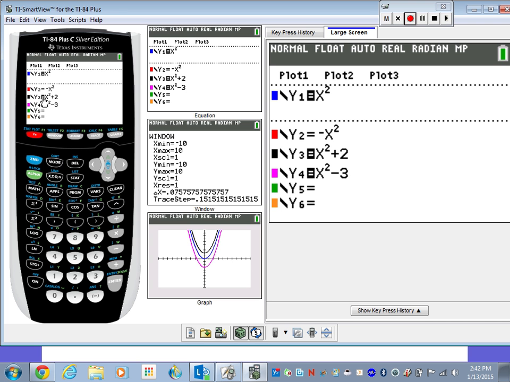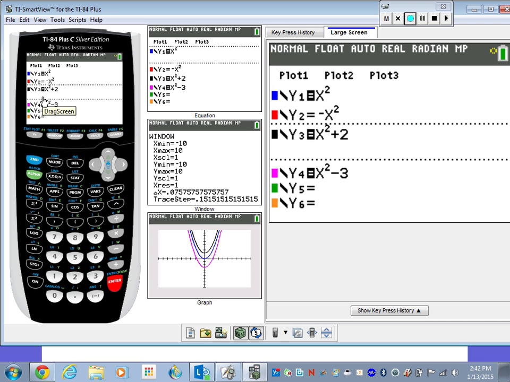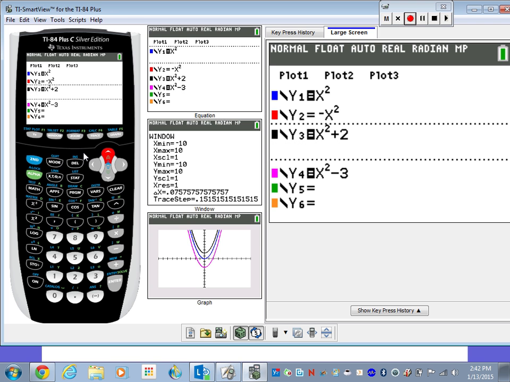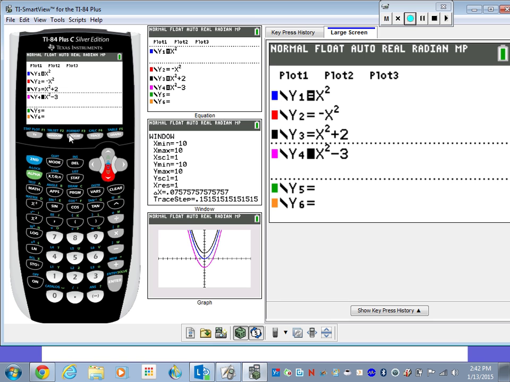Okay, so I'm going to go here and I'm going to go over and I'm going to unselect that one. Nope. Okay. Enter. Oh, well, let's unselect it. Okay. Now we're going to enter and shift that down.